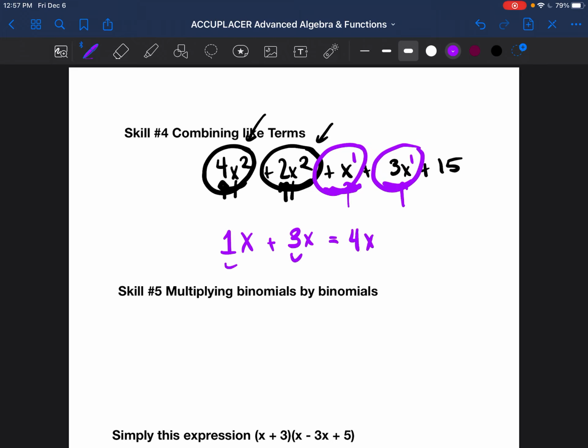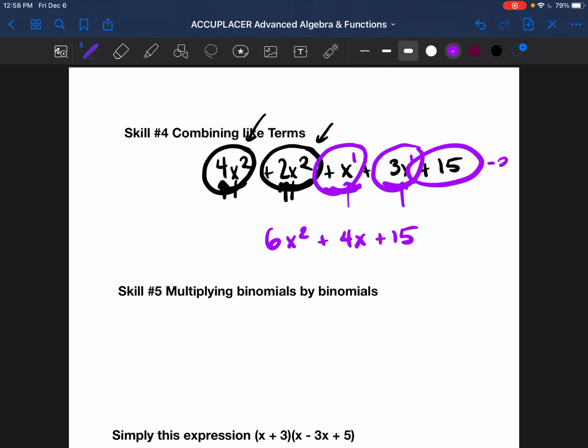Again, you only add the numbers in front of them, and then you add that together, and it will be 4x. Okay, so our answer so far is 6x squared plus 4x. Now 15, there are no other numbers that are by themselves, so you just bring it down and add 15.